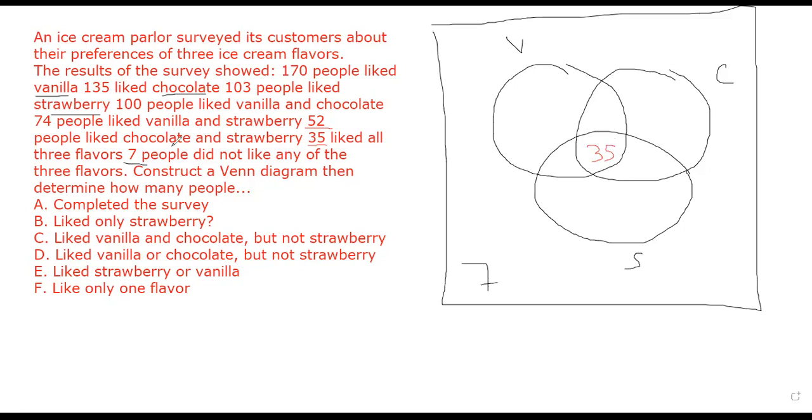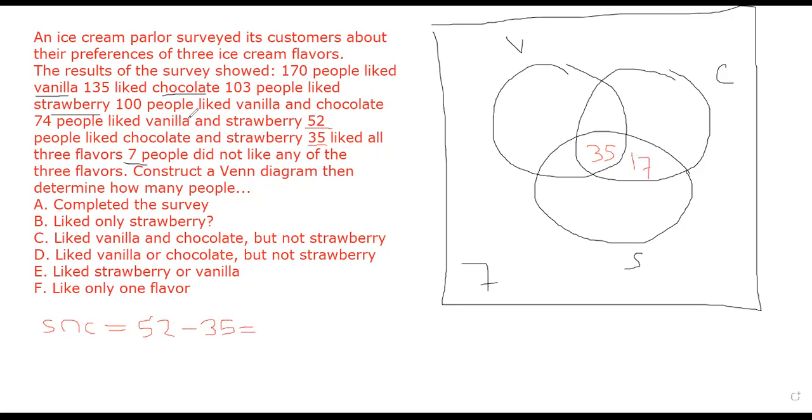52 liked chocolate and strawberry. So chocolate and strawberry is supposed to be 52. So what do we put here? We subtract 35, because we have already been given a 35 inside there. So we're going to say 52 minus 35. What do we get? 17. So we put 17 here.